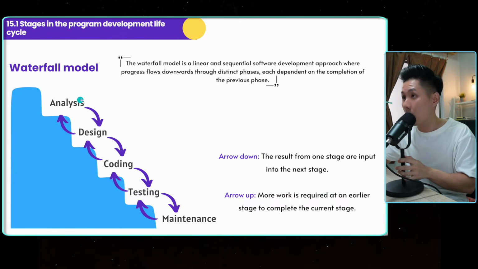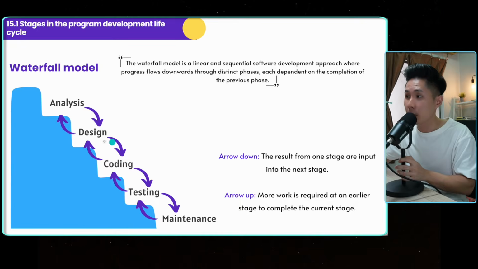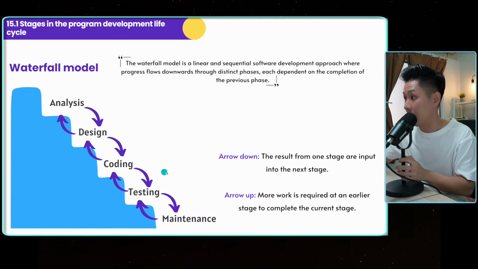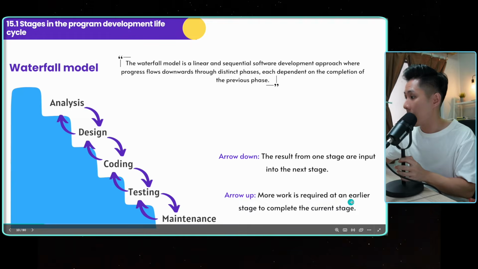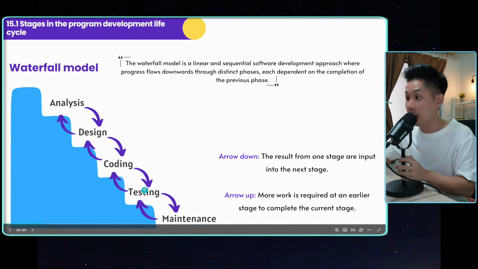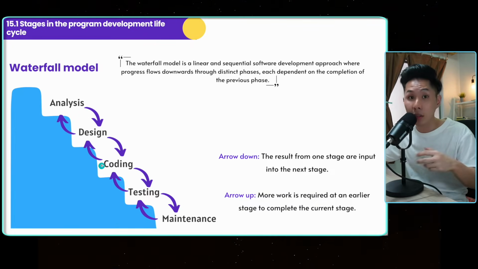This is how the waterfall model looks. You can't do design before analysis, and you can't do coding before design, because each stage relies on the previous stage. Arrow down means the results from one stage are input to the next stage, and more work is required at an earlier stage to complete the current stage, meaning you go back up because there's something that has not been done yet.